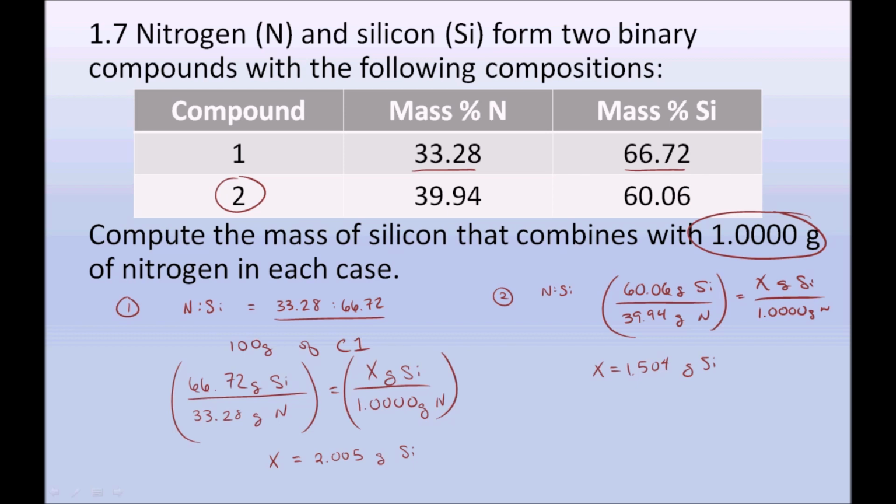It's also interesting to note that because we're using exactly 1 gram of nitrogen, the amount of silicon required in each case is the ratio of silicon to nitrogen in each of these compounds. To be explicit, 60.06 divided by 39.94 equals 1.504. This value is the ratio of silicon to nitrogen, and because we have 1 gram of nitrogen, we can easily determine by sight that we would need 1.504 grams of silicon.